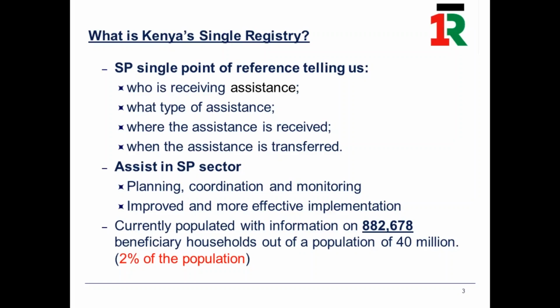Currently, we only have the social assistance program. Basically, I'll talk of the cash transfers. So we currently have 882,678 households already in the single registry. This gives us about 2% of the population of Kenya, which is 40 million. So we are saying we are still very far in terms of uploading, and this is more so because we are currently only covering the cash transfer programs.